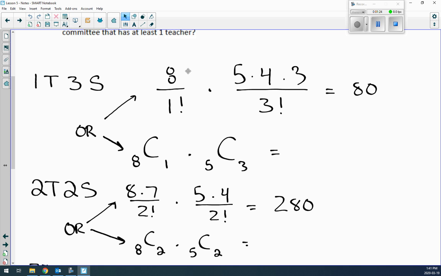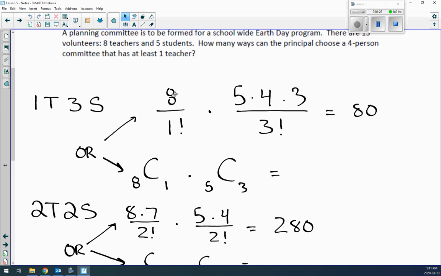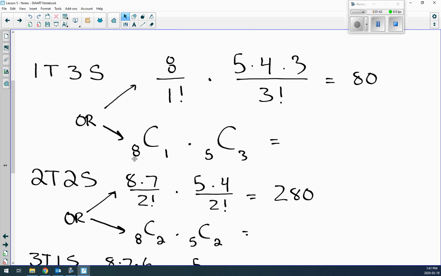So let's look at the first one. For this one, we do 8 because we get to choose from 8 teachers, so there's 8 choices, and we divide by 1 factorial because that's just the order that they're putting them in, times, these are the students here, 5, 4, 3, and we divide by 3 factorial because it doesn't matter the order that those students are picked. So we plug that into the calculator, we get 80 ways. Now, an easier way to do that would be 8 choose 1, this is for the teacher, and then 5 choose 3. Choosing 1, choosing 3, that gives us our 1 teacher and our 3 students. And again, you plug that into the calculator, you'll get your 80.